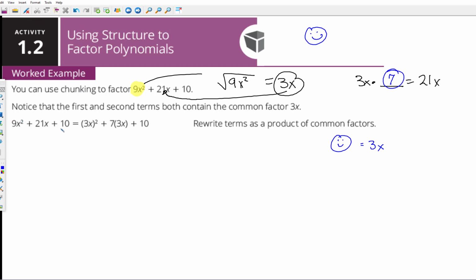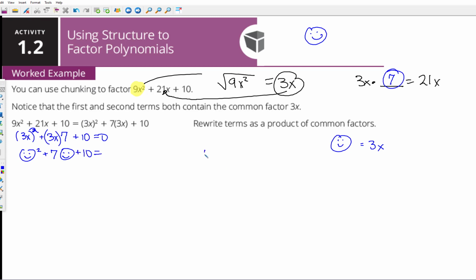So now I'm going to go ahead and rewrite this. 9x squared is 3x, the whole quantity squared. 21x is 3x times 7. And 10 is just 10. So that's going to give me a smiley face squared plus 7 smiley faces plus 10.